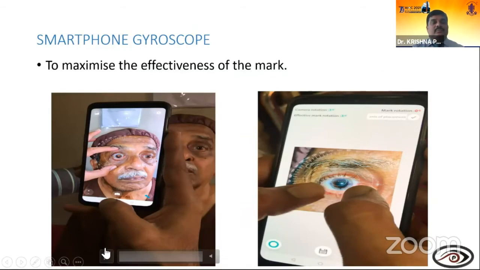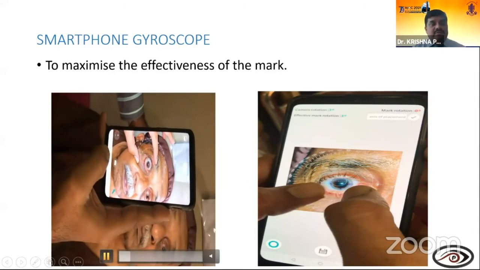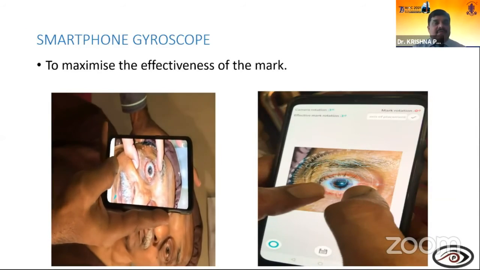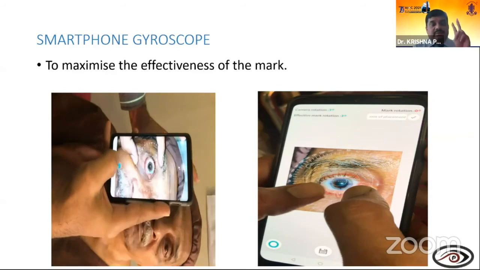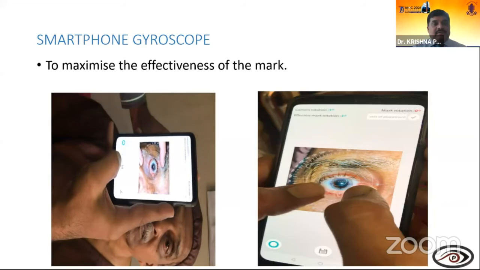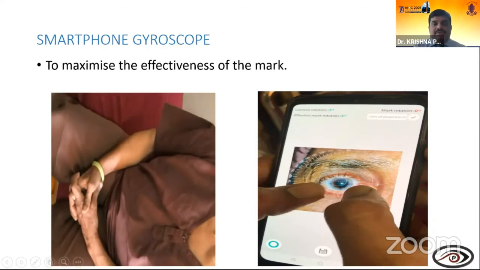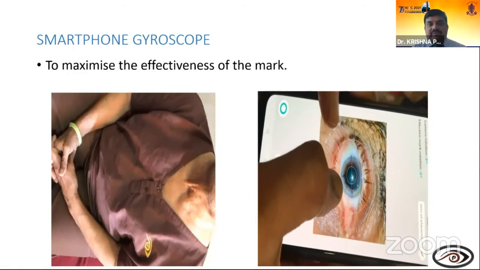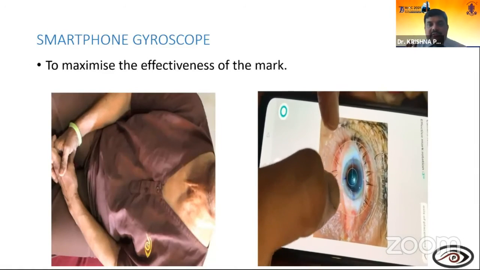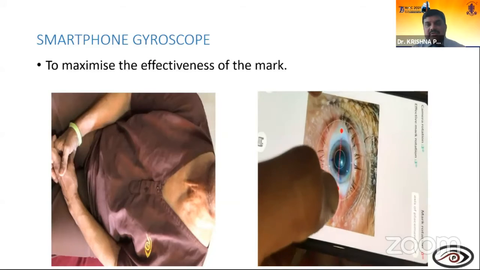This is the one or two points I want to tell about the smartphone gyroscope. Thanks to our friend Saurav Patwardhan, who has developed this smartphone gyroscope. After marking, with the patient sitting and then in the supine position, you mark it. Then with the help of this gyroscope, you take a click. Once you take a click, it has a reference to show whether your marking has been done properly or not. Then go to the setting and make sure where exactly.